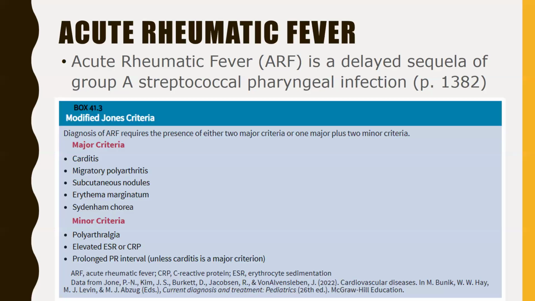We want to look at the skin for evidence of that classic rash, that erythema marginatum. It's a maculopapular red rash with central clearing and elevated edges. We want to auscultate the child's heart and note if there's a murmur. Palpate the surface of the wrists, elbows, and knees for firm, painless subcutaneous nodules. And then get an ECG and note if there's any prolonged PR intervals.